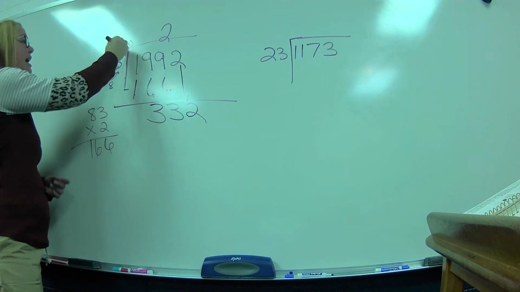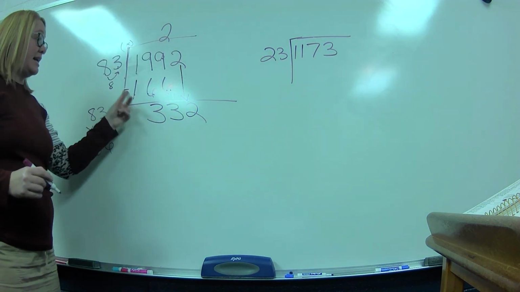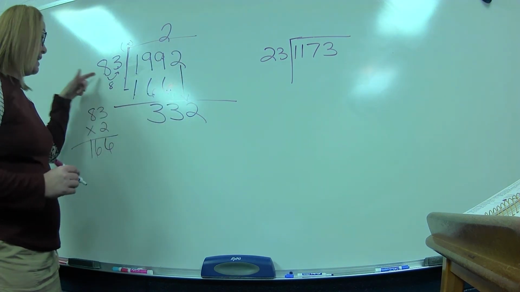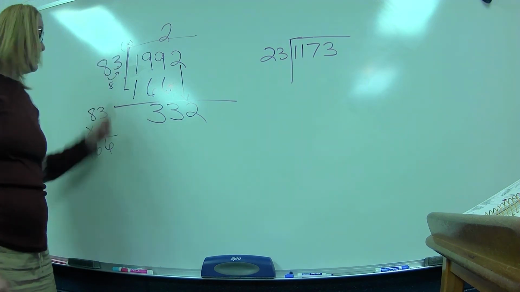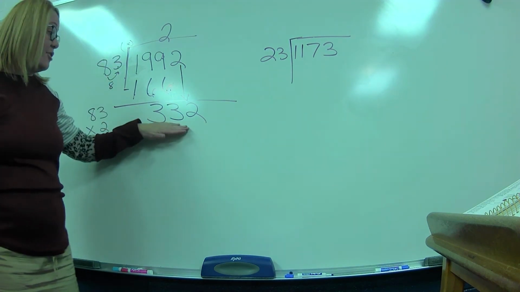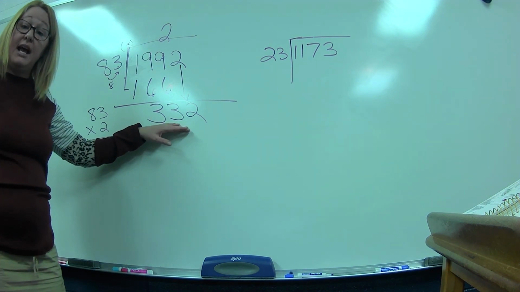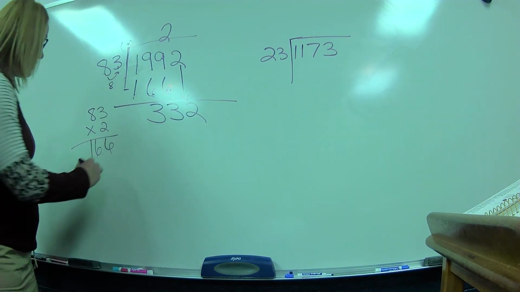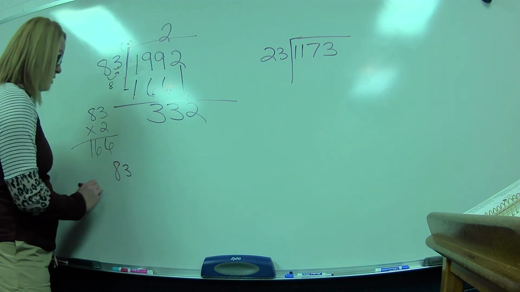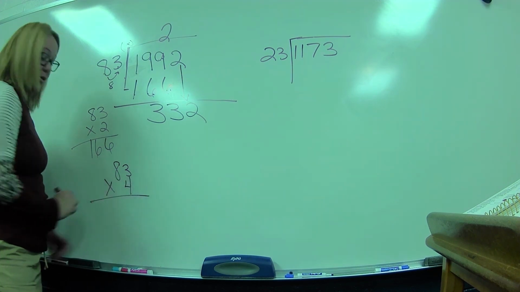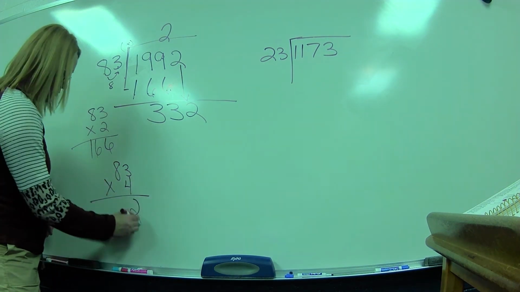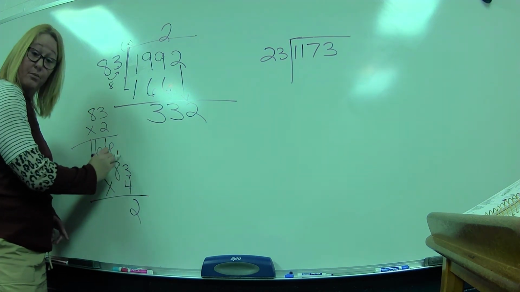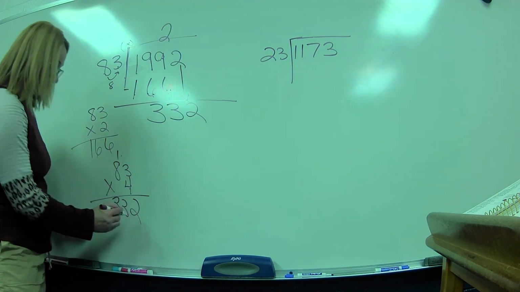Remember, we divide, we multiply, we subtract, we bring down. Now again, I don't have my 83s memorized, but I know my 8s. And 8 can go into 33 how many times? 8 times 4, because 8 times 4 is 32. So again, let's do some scratch work. 83 times 4. What's 4 times 3? 12. Carry a 1. 4 times 8 is 32. Plus 1 is 33. All right, perfect.